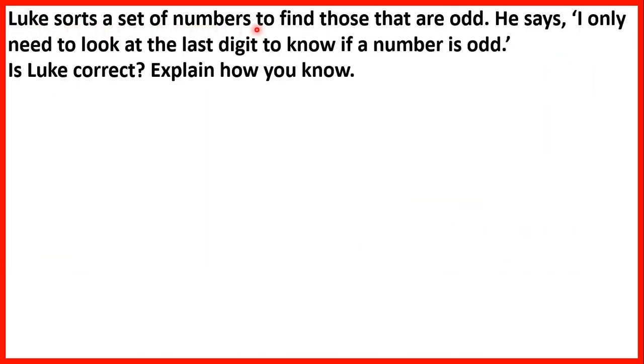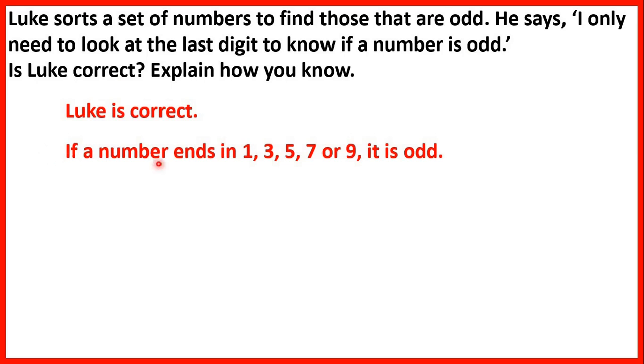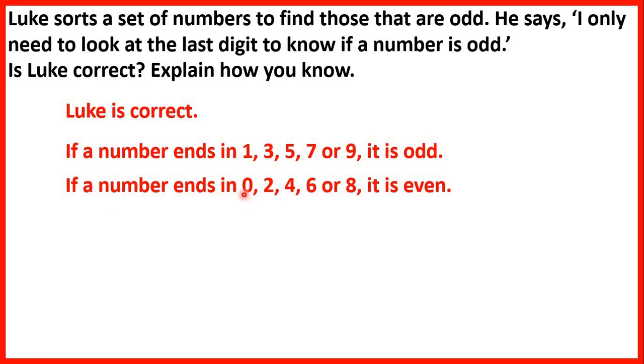Luke sorts a set of numbers to find those that are odd. He says, I only need to look at the last digit to know if a number is odd. Is Luke correct? Explain how you know. Well, Luke is correct, because if a number ends in 1, 3, 5, 7 or 9, it is odd. It doesn't matter what the other digits in the number are. If the last digit is one of these, then we have an odd number. And if a number ends in 0, 2, 4, 6 or 8, we know that it is even.